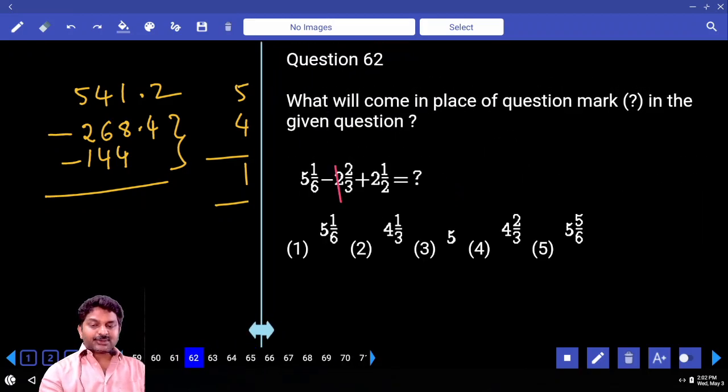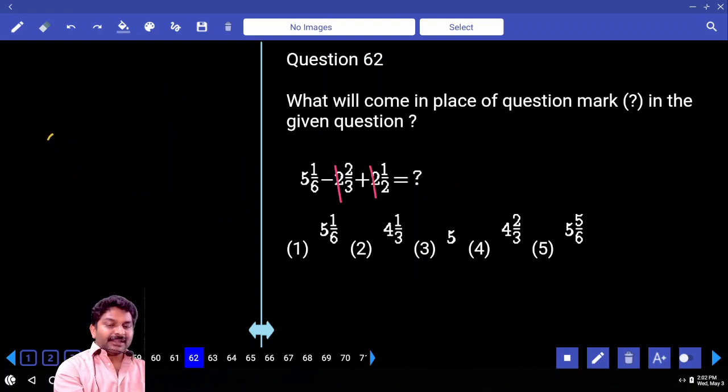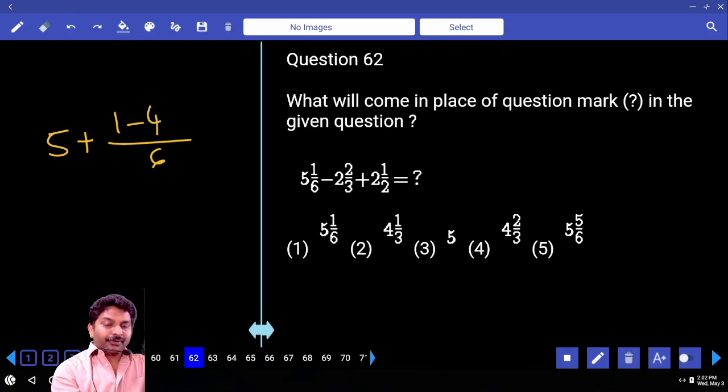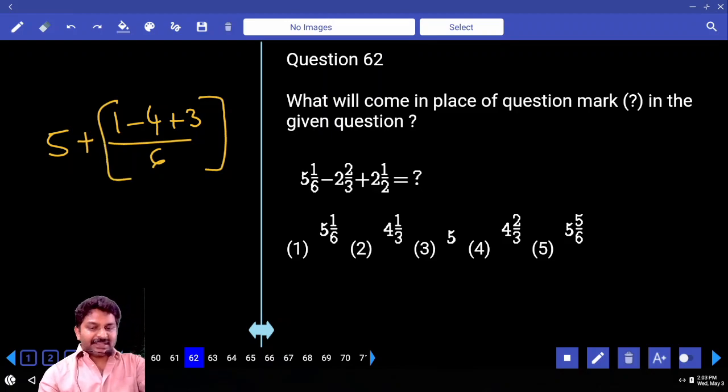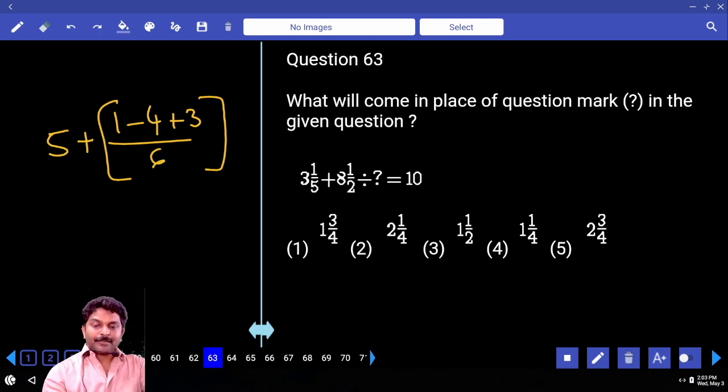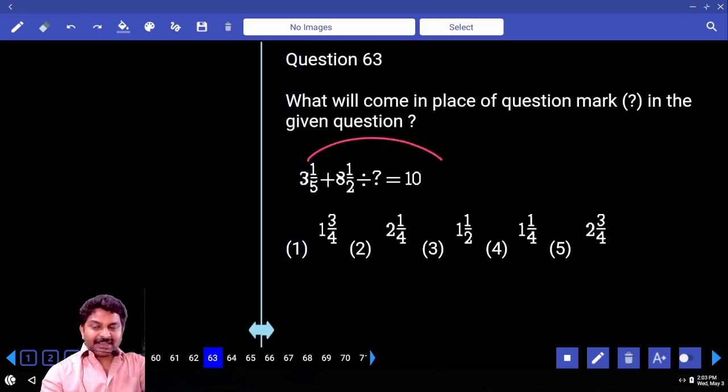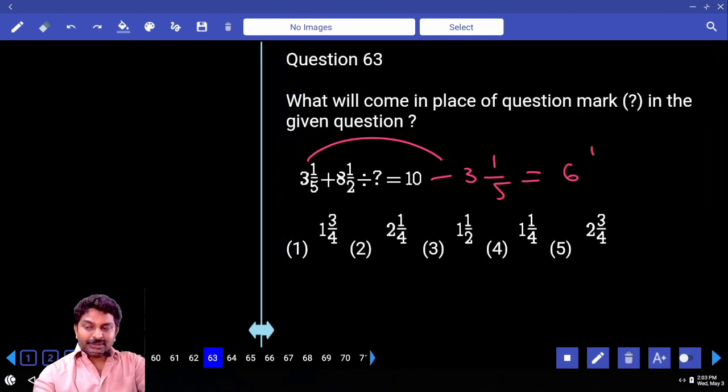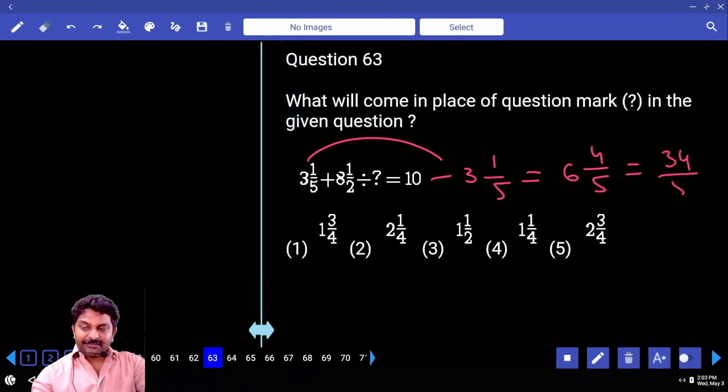Right. Plus 2 minus 2 gets cancelled. Then the integer is, right. For the LCM of the denominators, 6. 6 ones minus 3, 2 times 2 is 4 plus 2, 3 times. What is this fraction value? 0. Answer 5. Option 3. 3 1 by 5 goes to the other side, becomes minus 3 1 by 5, which is equal to 6 4 by 5. The same we can write as 34 by 5 only.